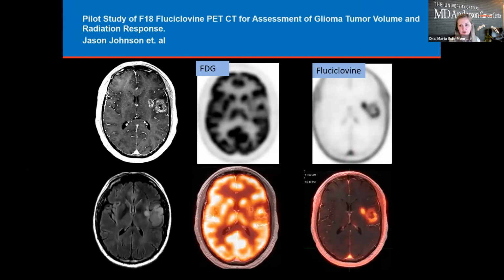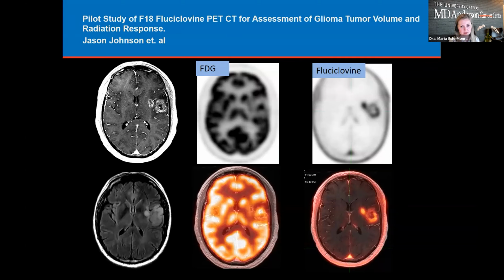At our institution, we have a study currently ongoing looking at glioblastoma volume and radiation response using F18 fluciclovine. We hypothesize that imaging with F18 fluciclovine will be superior to anatomic MR imaging in glioblastoma tumor volume assessment at various stages of their treatment, and that F18 fluciclovine-defined tumor volumes will improve, but may not resolve, with surgery and radiation. This is just an imaging example in a patient that happened to have an FDG PET previously.